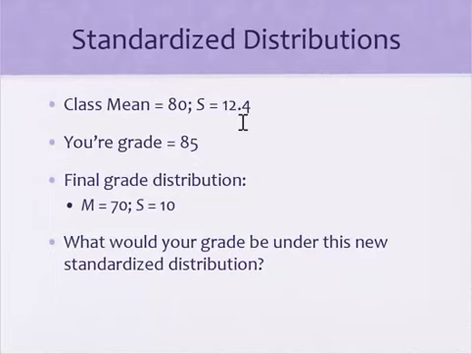Once we have that, we're going to find a new x value, a new raw score. We're going to use whatever the z-score is here, but now we're going to use the mean and the standard deviation for this new distribution. What we're asking for is, what would your grade be under this new standardized distribution? You can pause the video and figure it out for yourself, or I'll just do it with you. It's up to you.